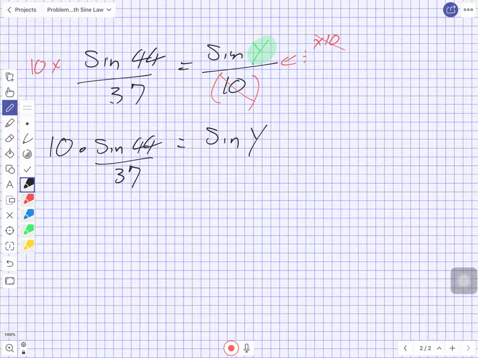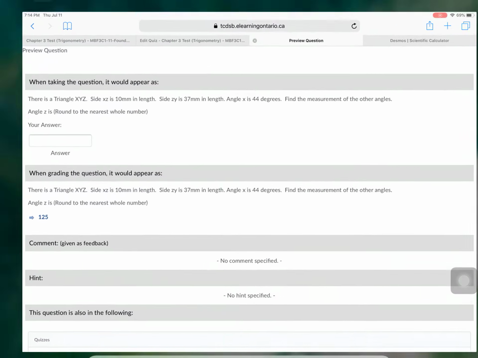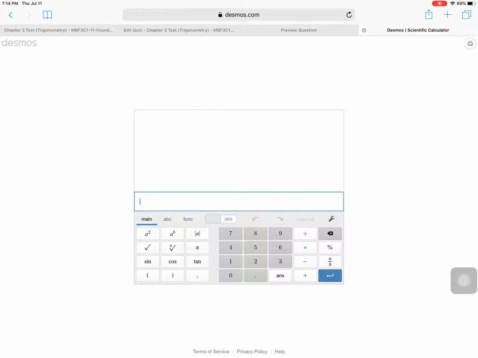I can rearrange that. Technically, I can say 10 over 37 times sine 44. These are actually the exact same thing if you're familiar with your fraction rules. The reason I rewrote it like this is because we're going to go to a calculator, which will help us a lot when we write it this way. So let's go to my calculator here. If you need a scientific calculator, you don't need to buy one as long as you have internet access.